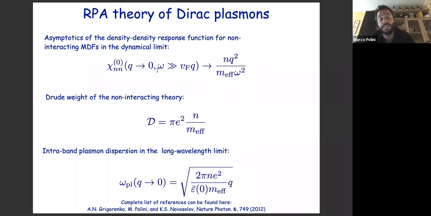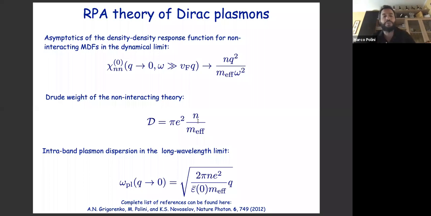electron hole excitations, this density-density response function of the non-interacting electron system can be very easily approximated by density of electrons and q squared divided by an effective mass, usually called cyclotron mass. Effective mass is a density-dependent mass, and omega squared. And in fact, everything is controlled by the proportionality coefficient of q squared over omega squared, which apart from a factor pi e squared is called the Drude weight of the theory.